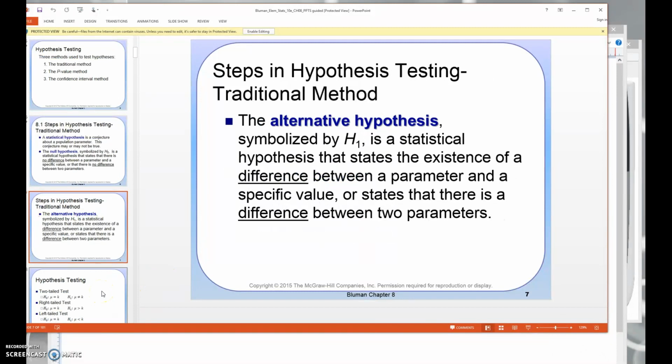Now, the alternative hypothesis, symbolized by H sub 1, is that hypothesis that states that there is a difference between the parameter and the specific value.